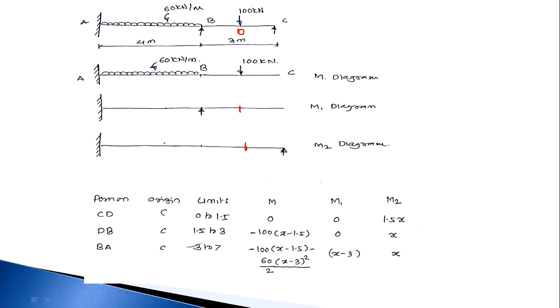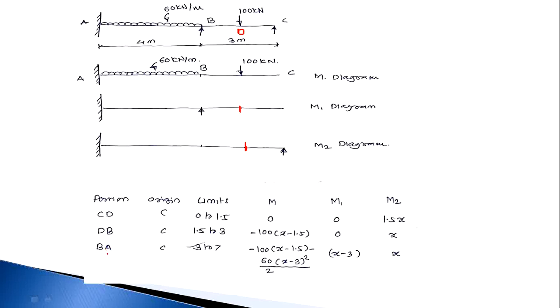Okay. Then next DB, in between D to B, origin once again remains C and the limits are from point C, that is 1.5 to 3. So with respect to C, the moment becomes minus 100 into (X minus 1.5). So that X measures from point C. So M is minus 100 (X minus 1.5). M1 becomes, that is M1 at point B. So in between B to D there is no load. So M1 becomes 0 and M2 becomes X.